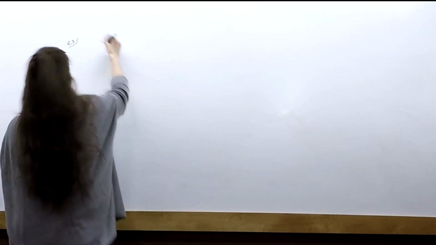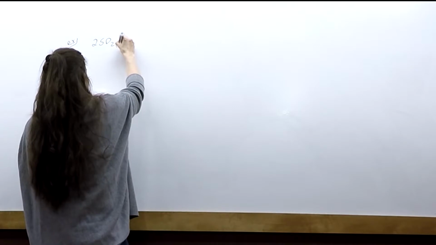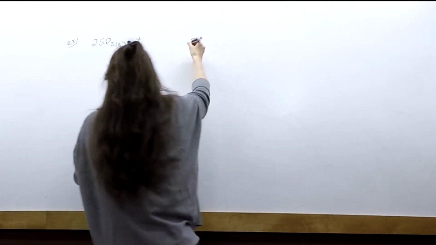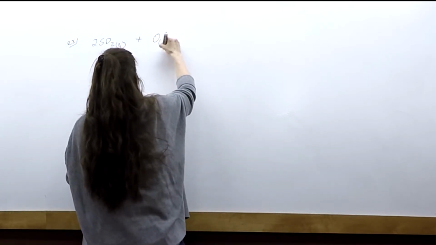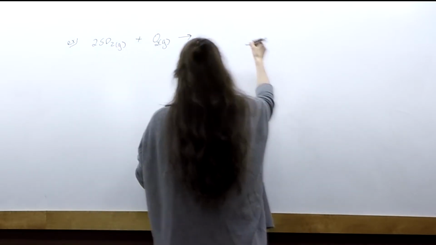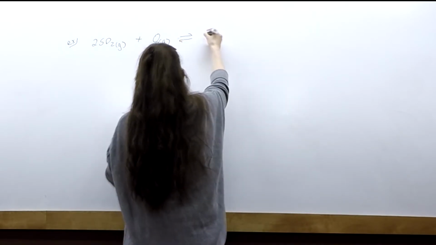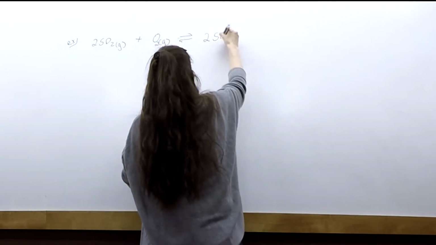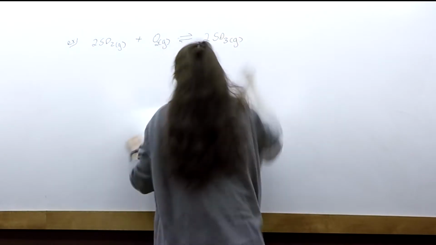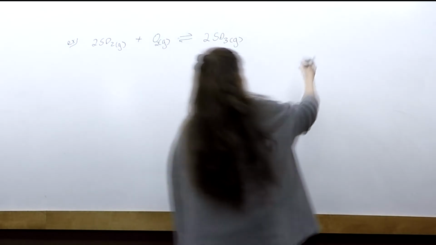So let's say, for example, we're running this reaction: SO2 gas is going to react with O2 gas, so oxygen gas, and we are going to create 2 SO3 molecules from that. This is our reaction that we're going to do. This is one of the examples.